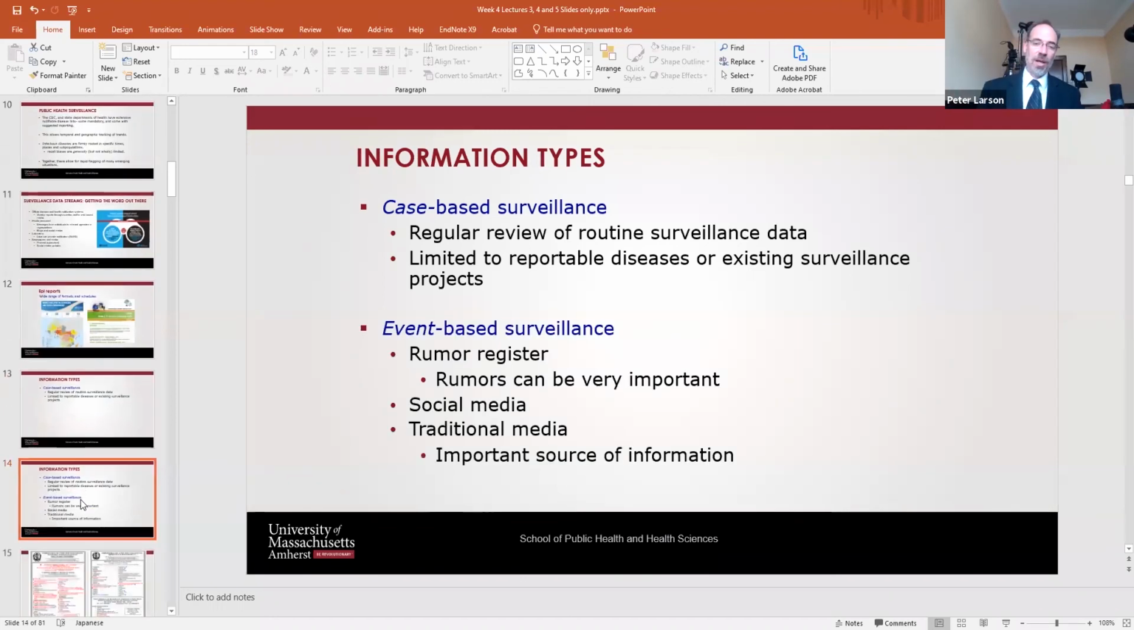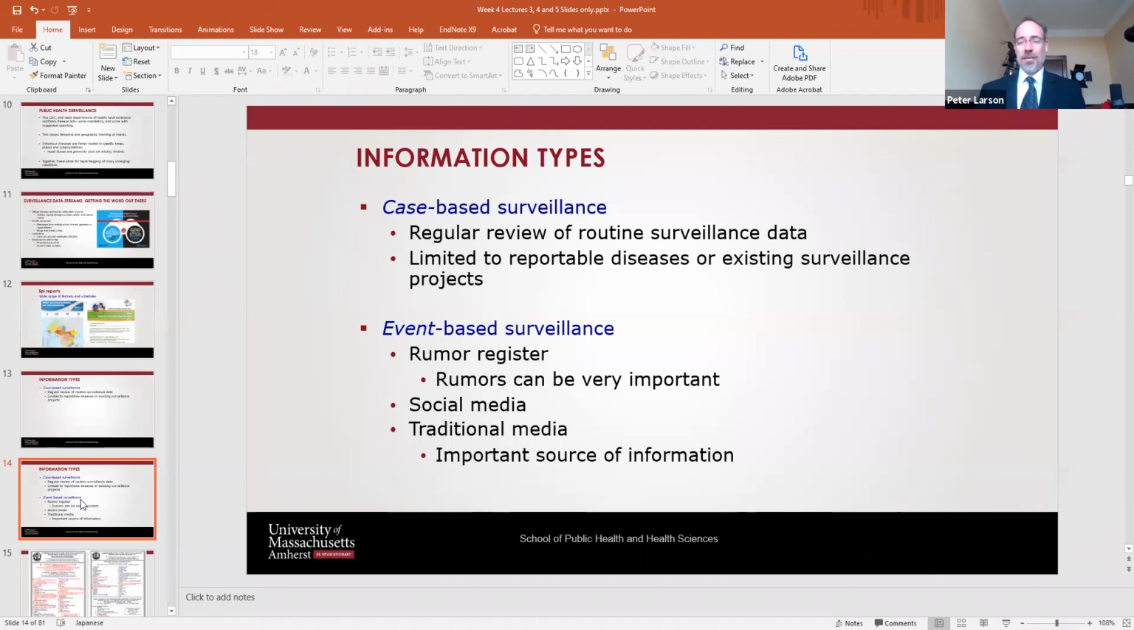And there's event-based surveillance. So, rumor register. Rumors can be important with public health. If people are saying that there's people out there coming down with a particular symptomatic profile, and you're just hearing words on the street, or seeing things on social media, these can actually be good for identifying new outbreaks or new emerging pathogens. I mean, don't discount the rumor mill for sure.